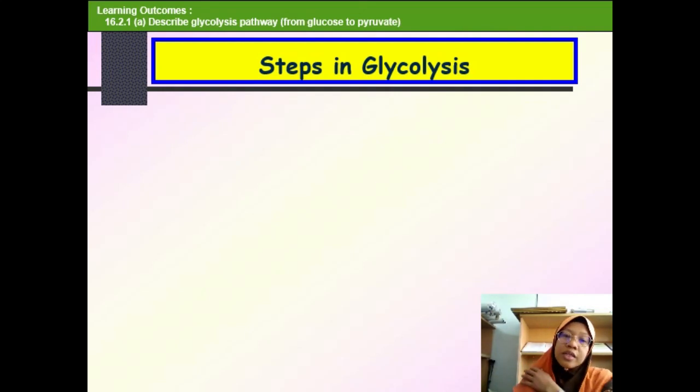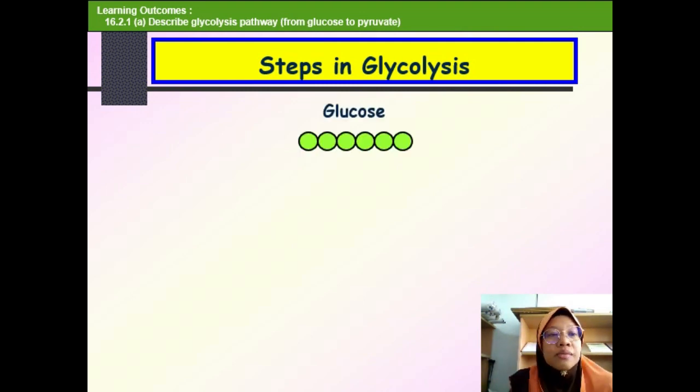Okay, so we are going to observe the steps in glycolysis. Altogether, there are 10 steps in glycolysis. The first step in glycolysis is phosphorylation. Before the glucose molecule can be split, you need to activate this molecule first. To activate this molecule, you need energy input. So kena bagi glucose ni energy dulu. So bila bagi energy dekat glucose, barulah energy level dia tinggi, barulah dia tak stable dan barulah dia pecah.